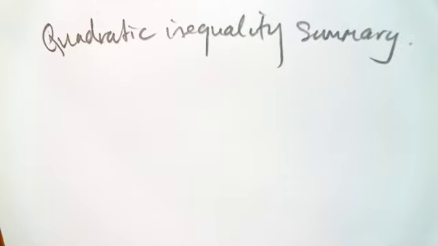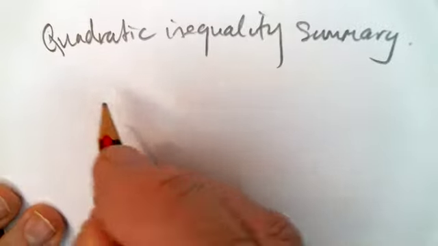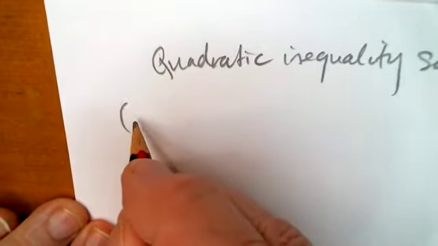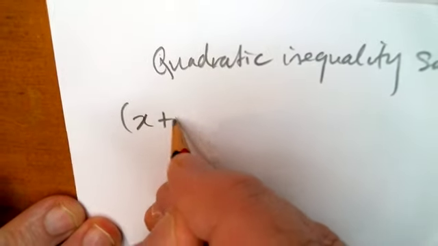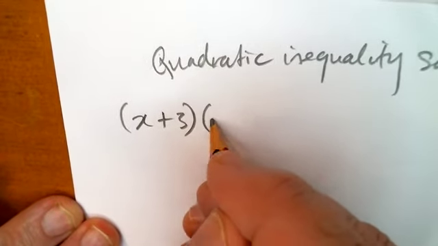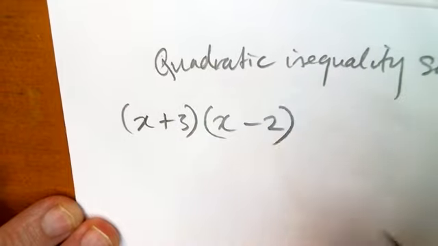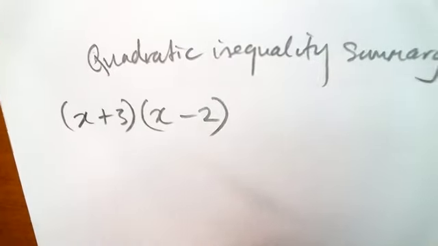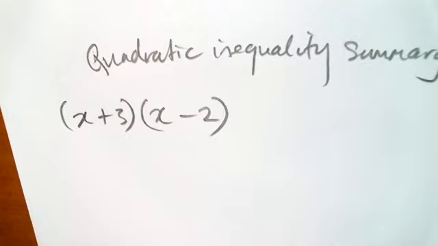All right, let's have a look at an overall picture of quadratic inequalities. So let's imagine we had a quadratic equation, and the quadratic equation was x squared plus 3x minus 2. And that was going to be either equal to 0 or less or greater than 0 or whatever.